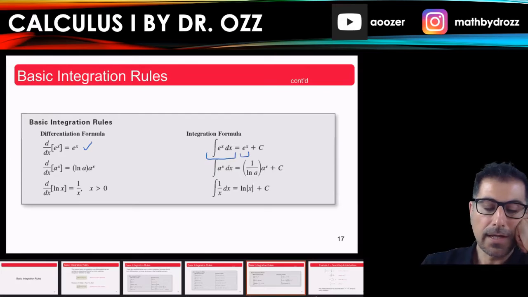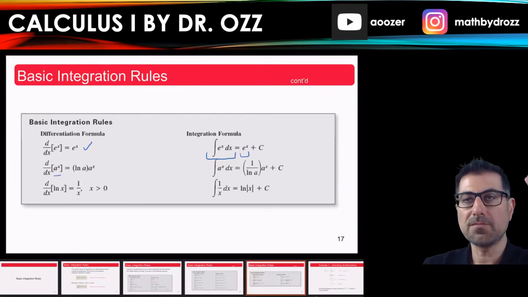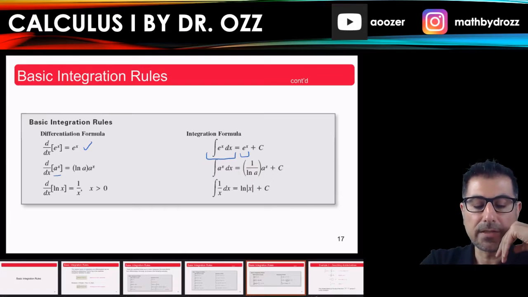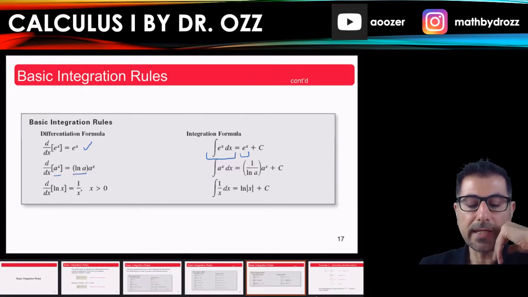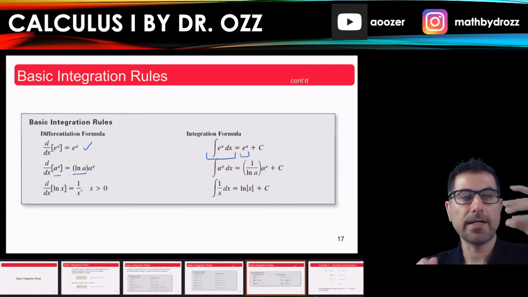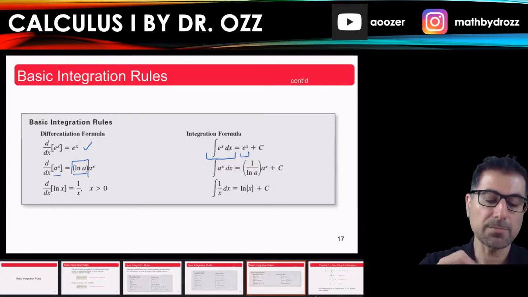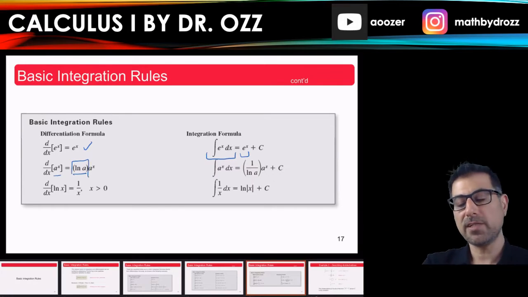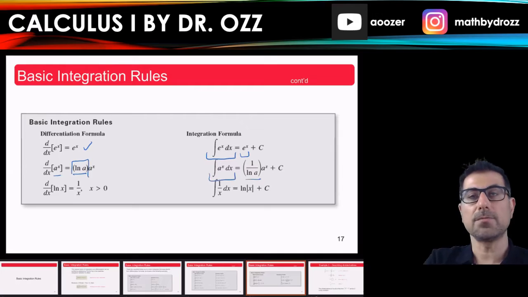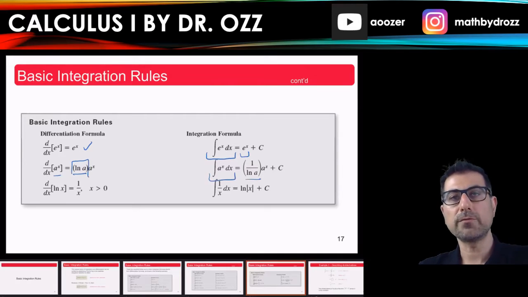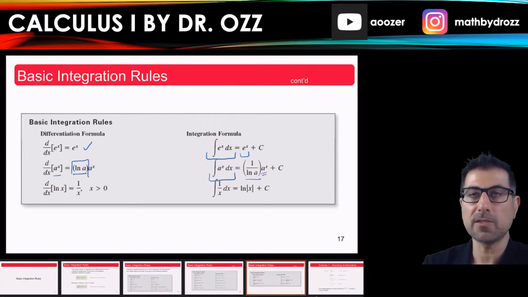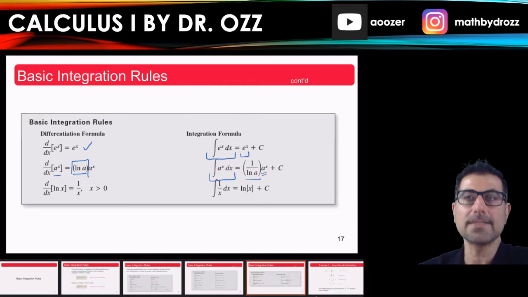Okay? And we had the derivative of a to the x. So a is a number different from e, let's say. Then the derivative of that would be ln a times a to the x. So essentially I multiply a to the x by ln a. So this time, when I do the integration, I'm going to divide. So multiplication becomes division: 1 over ln a times the same exponential function plus an arbitrary constant.